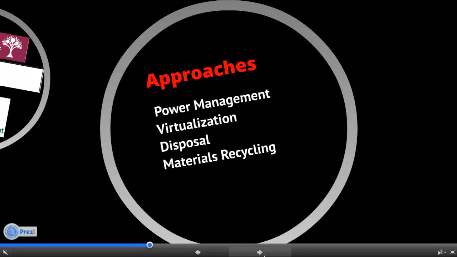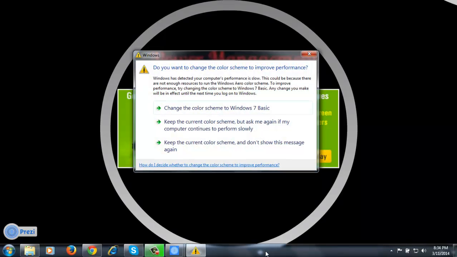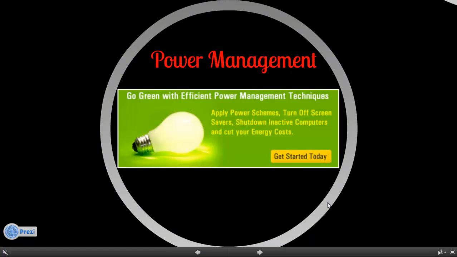Power management. What is power management? Use efficient power management techniques to go green. Apply power schemes, turn off screensavers, shut down inactive computers, and cut your energy cost.